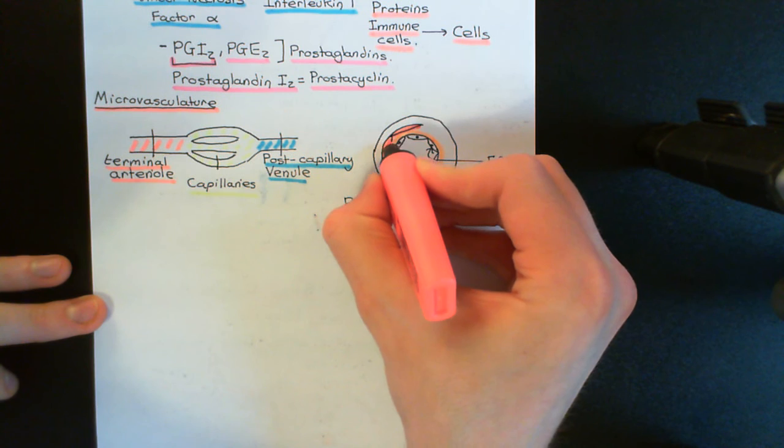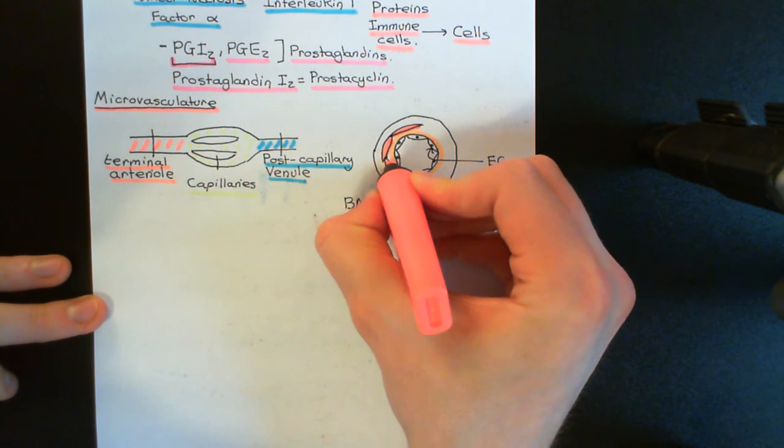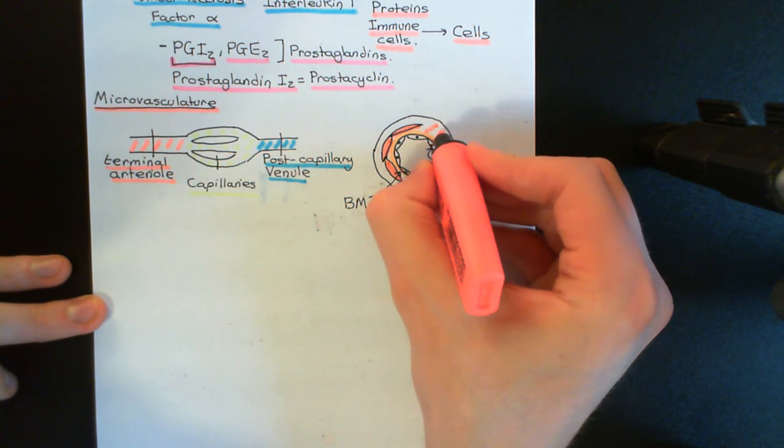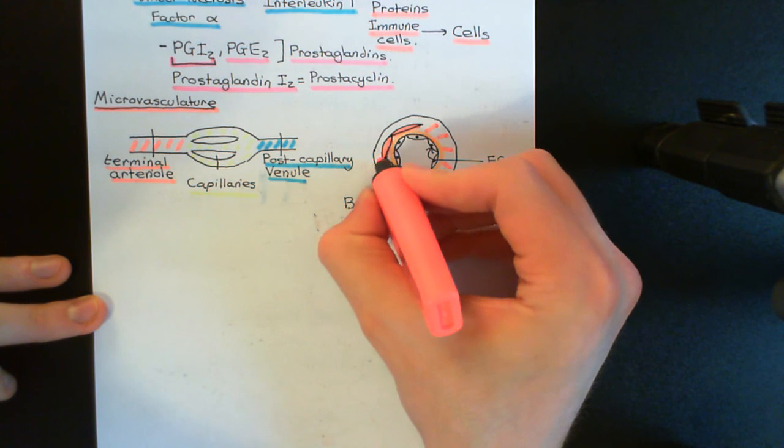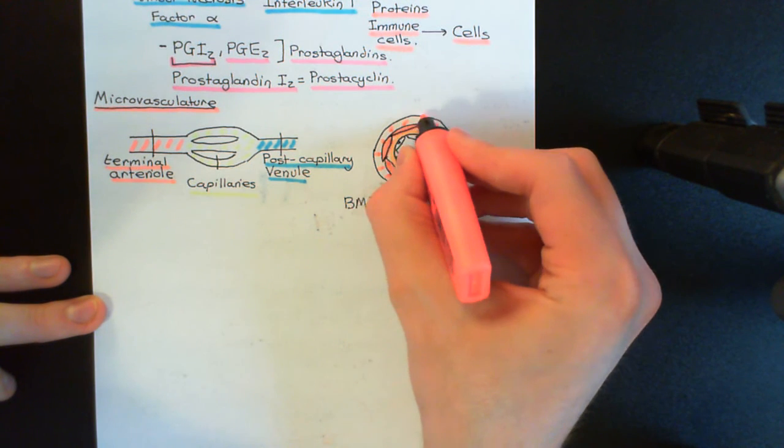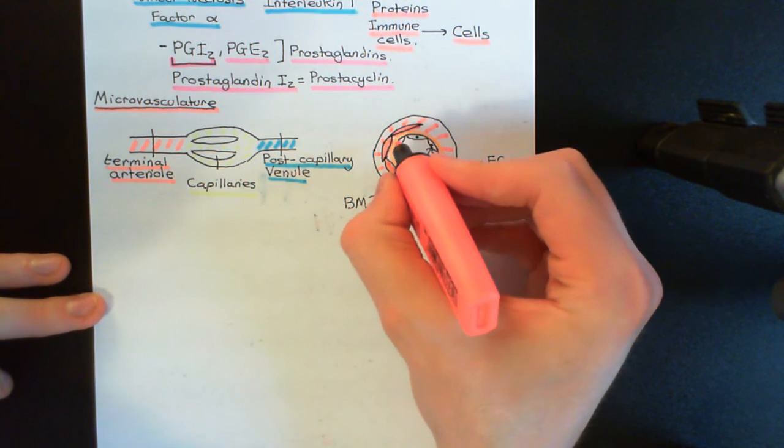Now, what this means is that the vascular smooth muscle cells can actually control the diameter of the arteriole, because if you imagine what will happen if all of the vascular smooth muscle cells in a ring like this were to contract, what would happen?